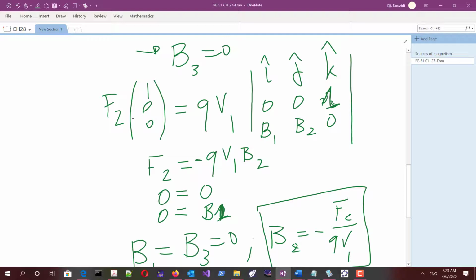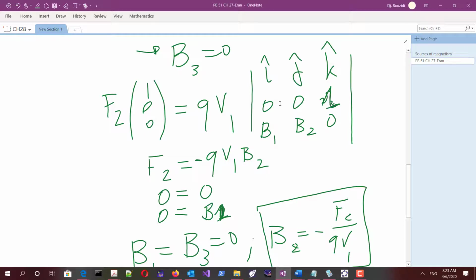In the x direction, I have F2 on one side. On the other side, I have QV1 times 0 squared minus B2 times 1. So I have minus QV1 B2. And then in the y direction, I have 0 on one side equals 0 times 0. No, I'm sorry. What am I saying in here?